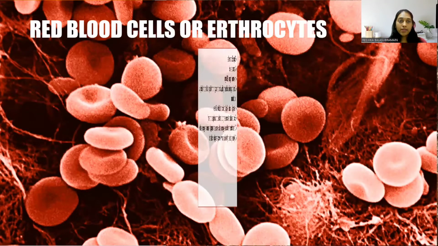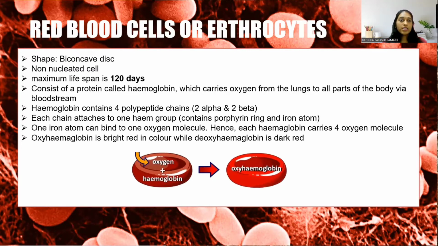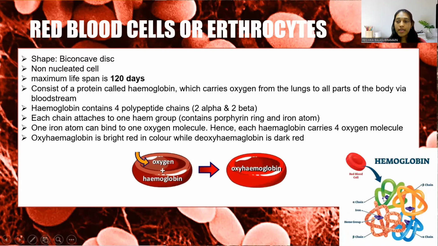The next component of blood is red blood cell, also known as erythrocytes. It is a biconcave disc and is a non-nucleated cell. The maximum lifespan of a red blood cell is 120 days. Red blood cells contain a protein called hemoglobin, which carries oxygen from the lungs all over the body via the bloodstream. The hemoglobin contains 4 polypeptide chains, as you can refer to the picture below here, 2 alpha and 2 beta. Each chain attaches to one heme group, which contains a porphyrin ring and an iron atom.